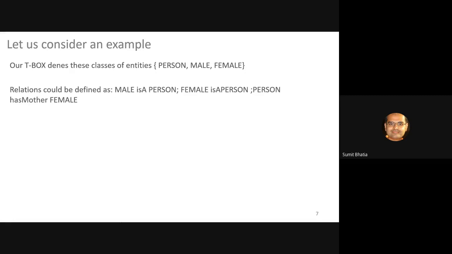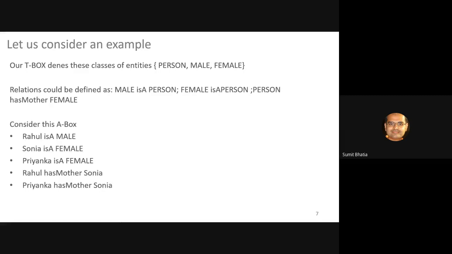So now let us see how the knowledge graph will look. This is our T box. Now let us look at the A box. These are the facts that are added in our A box, such as, let's say, Rahul is a male, Sonia is a female, Priyanka is a female. So these are your basic facts. And then you also add a fact called Rahul has mother Sonia.